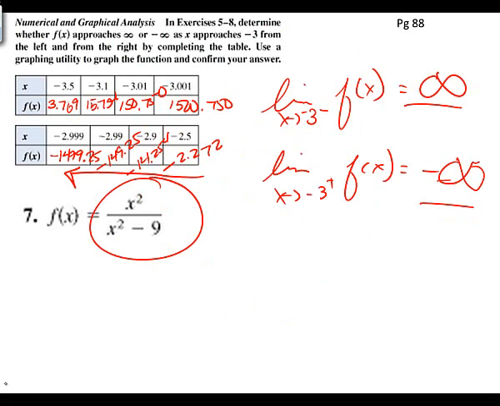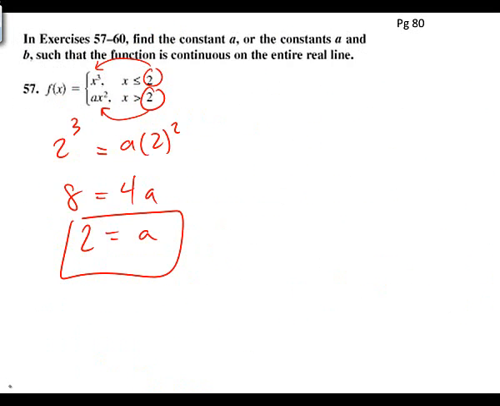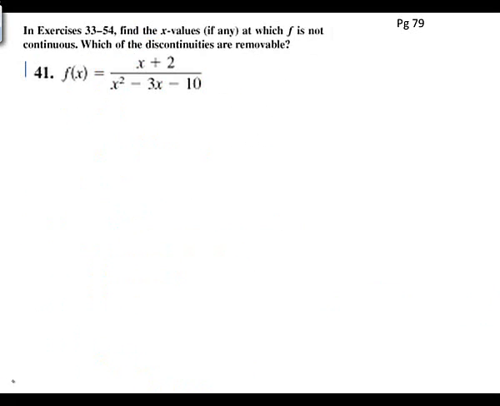We did the multiple choice on Friday, or a bunch of the multiple choice on Friday. All right, what about this one here? Find the x values at which f is not continuous, which of the discontinuities are removable. So you need to factor the denominator for me. So what does the denominator factor into?